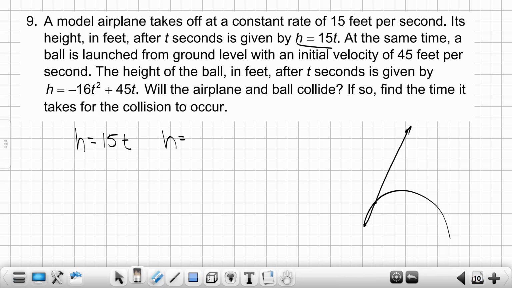And then we have this. So since this is already solved for h, I can just take that value and plug it in.